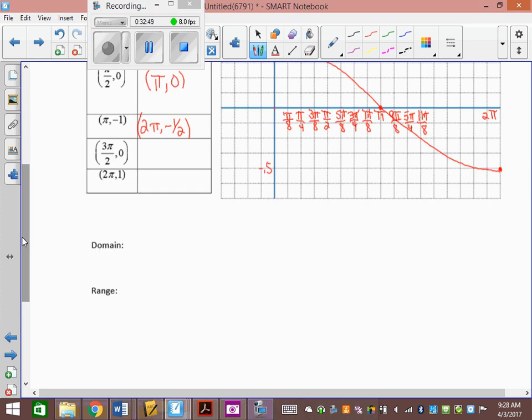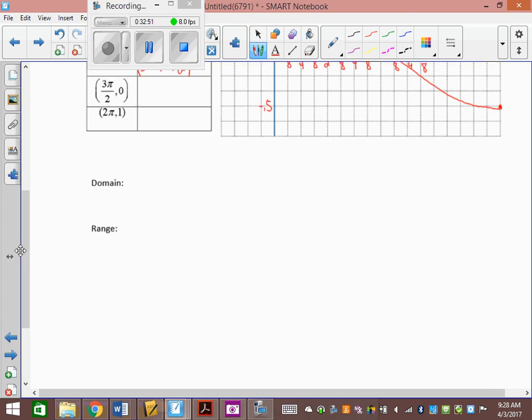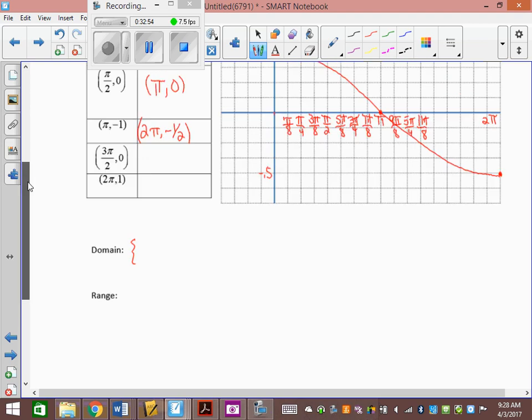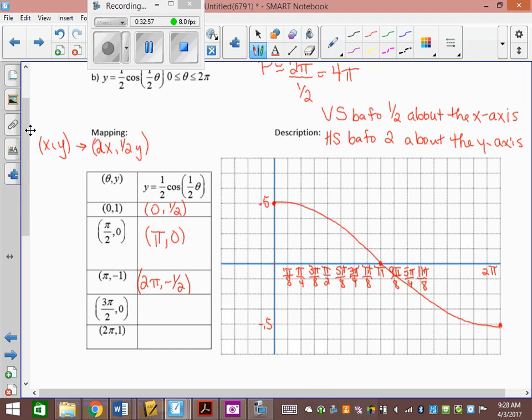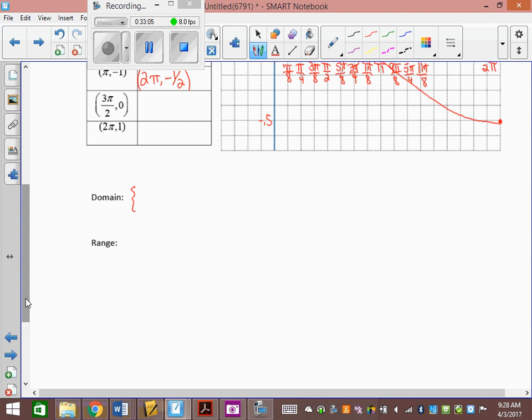Okay. So my domain in this case was from 0 to 2 pi. So I only drew 0 to 2 pi because my domain restricted me that way. If I wanted to see the whole thing, I would have to draw to 4 pi, right? But this thing restricted me to 2 pi. So x such that 0 is less than or equal to x is less than or equal to 2 pi. If I wanted the whole thing, I'd have to go to 4 pi, to at least see a full period. And then the range is from negative a half to a half.